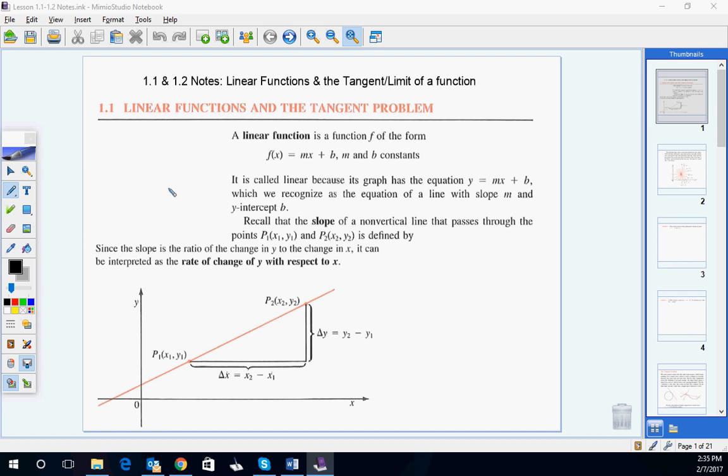Okay, since the slope is the ratio of change between y to x, it can be interpreted as the rate of change of y with respect to x. That's just saying rise over run. Okay, I like to do it up here more. I like going rise, run. They put those in the bottom, doesn't really matter. But then you kind of see where the slope formula comes from. You do need to know what these guys are. Okay, triangle. That means change.